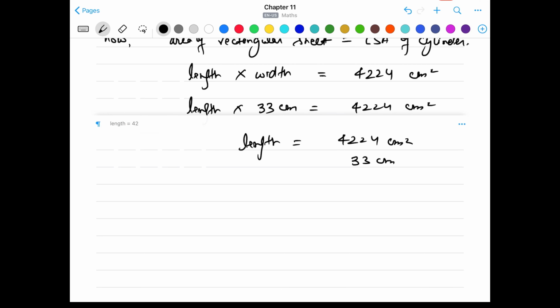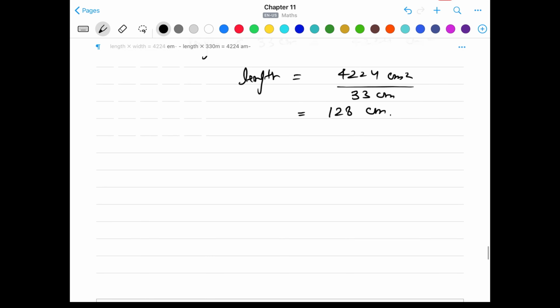Now we have to divide the two. As you can see, both are divisible by 11. So after dividing them by 11 and then by 3, we'll get the result as 128 centimeter. So the length of this rectangular sheet will be 128 centimeter. Now we have the width and the length of the rectangular sheet, so we can calculate its perimeter.